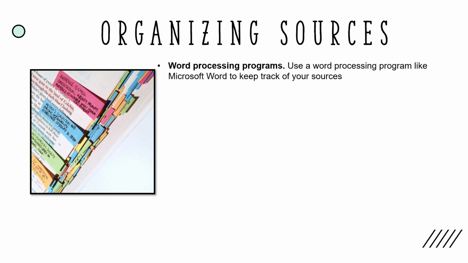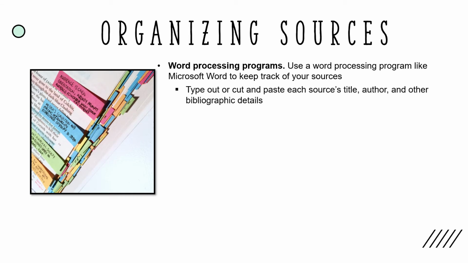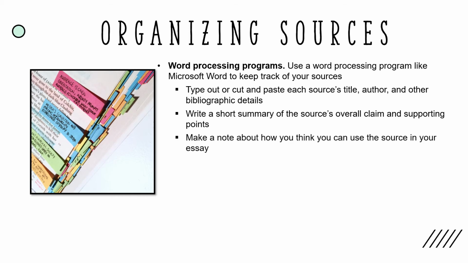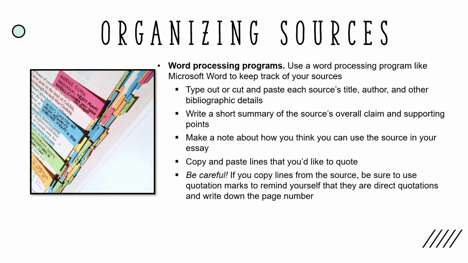You can also use a word processing program like Microsoft Word to keep track of your sources. For this option, you can type out or cut and paste each source's title, author, and other bibliographic details, write a short summary of the source's overall claim and supporting points, and make a note about how you think you can use the source in your essay, or copy and paste lines that you'd like to quote. Be careful though. If you copy any lines from the source, be sure to put quotation marks around them to remind yourself that they are direct quotations and not your own notes, and write down the page number.